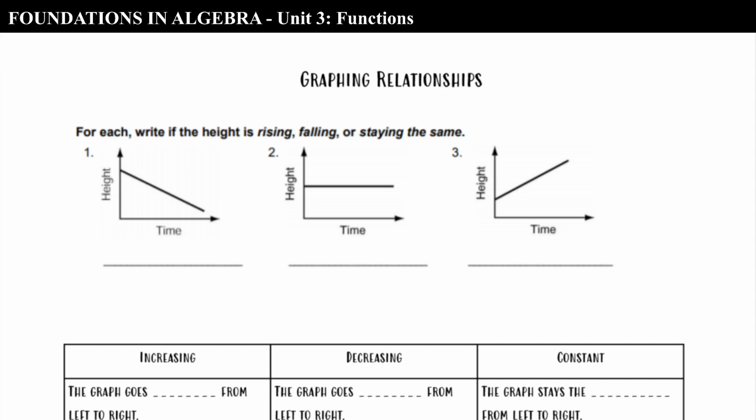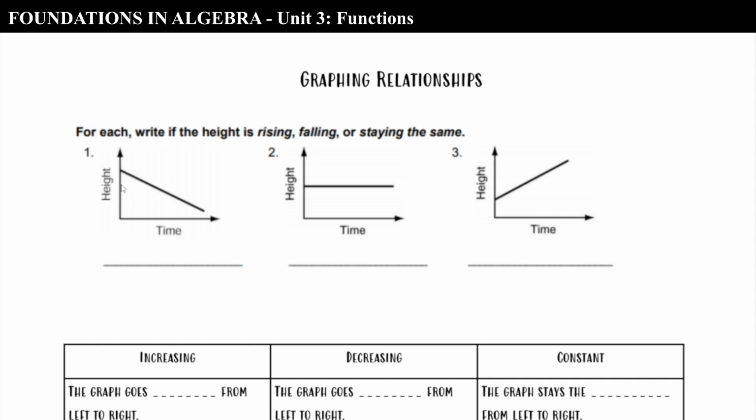So when we're graphing relationships, we're basically taking two different things and comparing them. What we're doing is normally comparing something in terms of time. That's something that you're going to see most often here, but it can be really any two things. But here we're talking about time. So we're going to just do a few examples of graphs rising, falling, or staying the same.